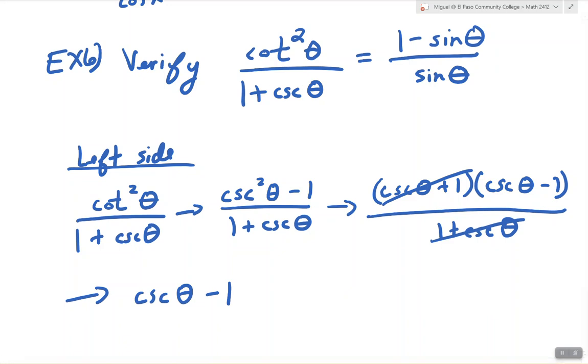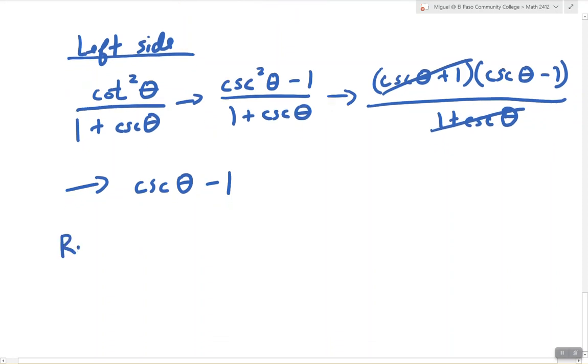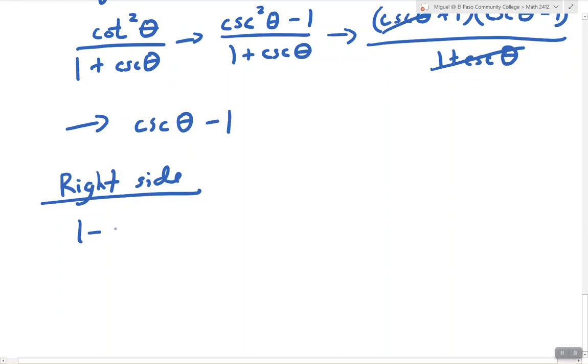Let's stop there for that one. And now let's attack the right side and see if we can get to the same place. The right side was 1 minus sine of theta over sine of theta.